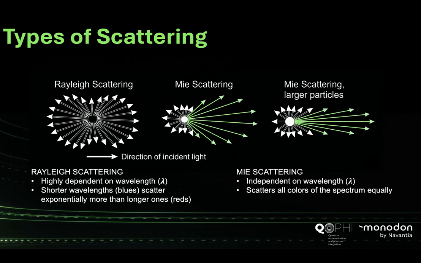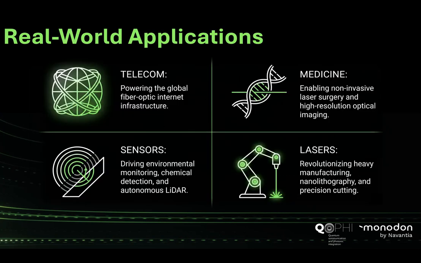There are two main types of scattering. Rayleigh scattering depends strongly on wavelength. Shorter wavelengths scatter much more than the longer ones. This is actually why the sky appears blue. Mie scattering, on the other hand, affects all wavelengths more evenly, which is why clouds look white. Both types of scattering are important when analyzing signal loss in optical systems.